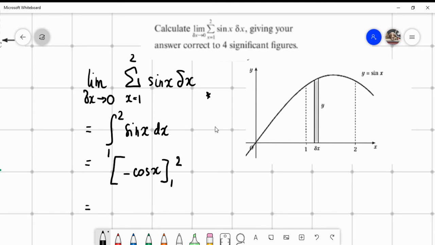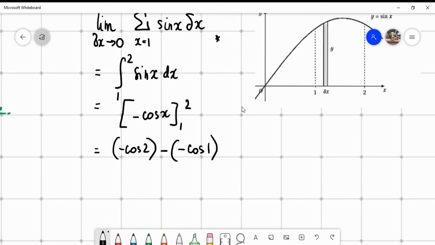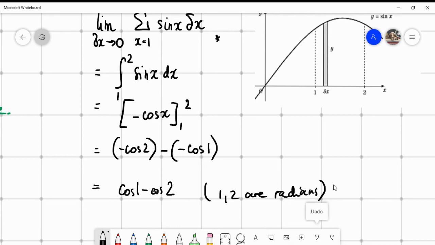So we are going to write it as minus cos 2 minus minus cos 1. Remember, that's cos 1 minus cos 2, and you need to put the values of 1 and 2 in as radians. Pop it into the calculator and you should get the answer.